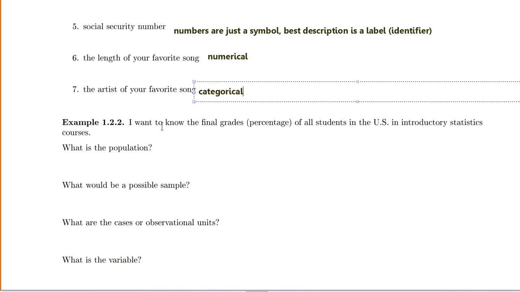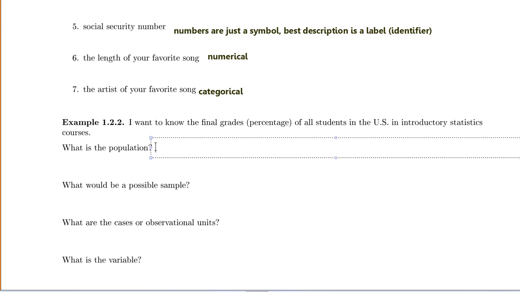In our next example, we want to know the final grades or percentage of all students in the U.S. in introductory stats classes. So what would be your population? Remember, the population is everything of interest. So this would be all students in U.S. intro stats classes.